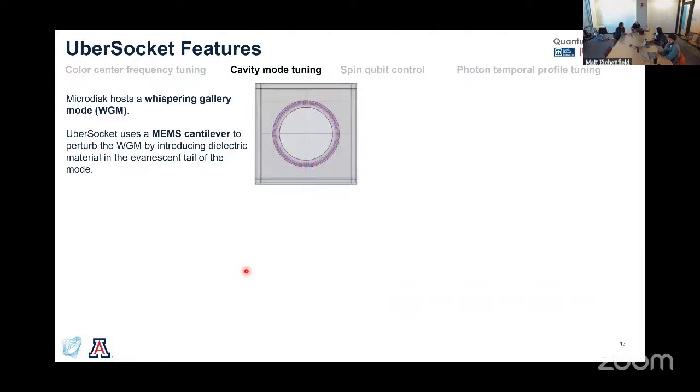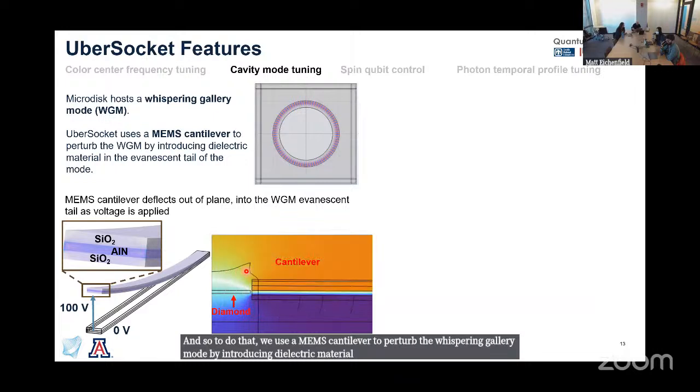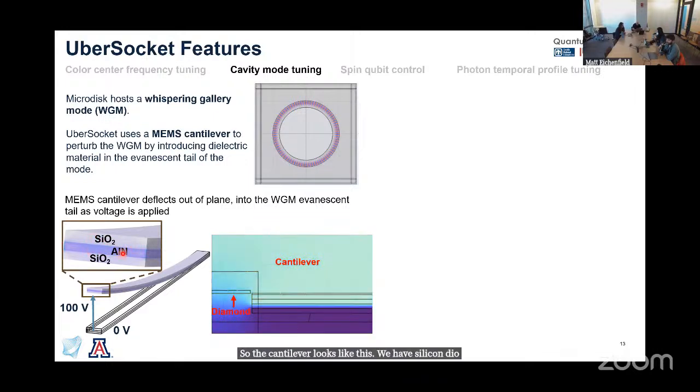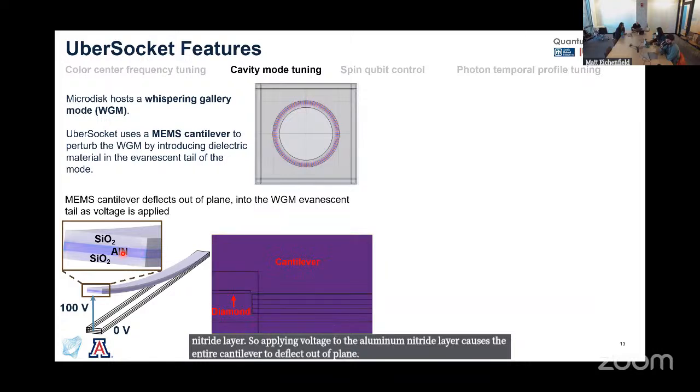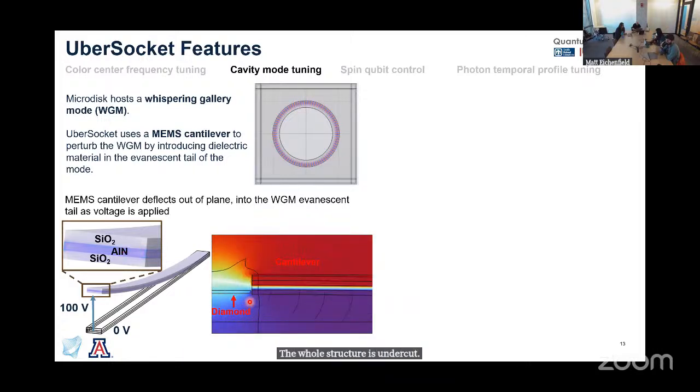To do that, we use a MEMS cantilever to perturb the whispering gallery mode by introducing dielectric material in the evanescent tail of the mode. So the cantilever looks like this. We have silicon dioxide with an aluminum nitride layer. Applying voltage to the aluminum nitride layer causes the entire cantilever to deflect out of plane. The whole structure is undercut, and that's what that looks like here.